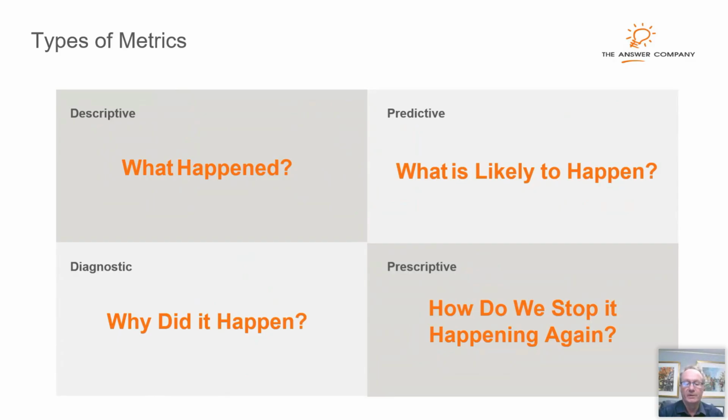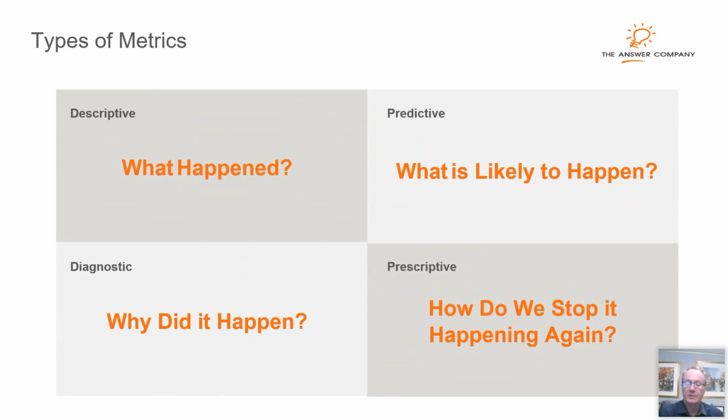The first is descriptive. Descriptive is typically a lagging indicator. It tells us what has happened. Predictive is kind of a leading indicator. It's going to tell us what might happen or is likely to happen. Diagnostic is pretty self-explanatory. Why did it happen? And probably the most difficult to measure is prescriptive. How can I stop it from happening again? How can I prevent it?